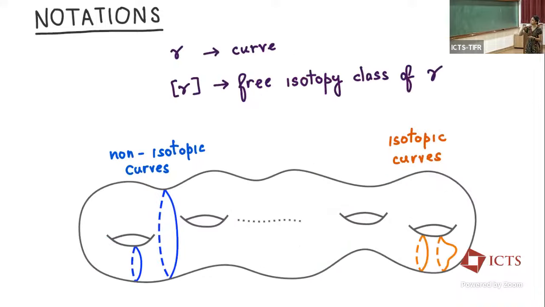Next, if gamma is a curve on the surface S_G, we'll take the square bracket of gamma to represent the isotopic class of gamma. So for example, the blue curves would represent 2 different isotopic classes, whereas the orange ones here belong to the same isotopic class. Also, henceforth, we'll be considering curves up to isotopy. Hence, with a slight abuse of notation, whenever the context is clear, we'll use gamma to denote both the curve as well as its isotopic class.